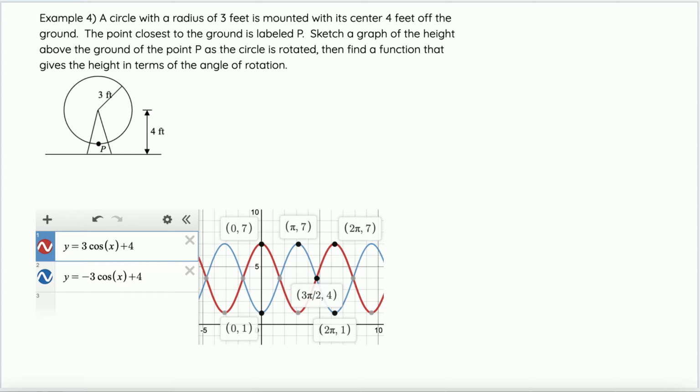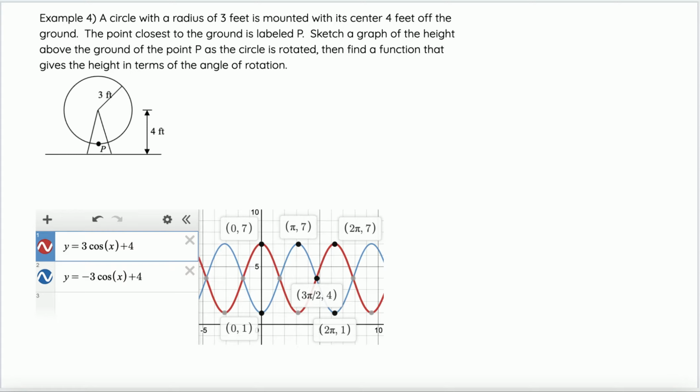A circle has a radius of 3 feet, and it's mounted with its center 4 feet off the ground. The point closest to the ground is labeled P. Sketch a graph of the height above the ground of the point P as the circle is rotated. Then find a function that gives the height in terms of the angle of rotation. How do I get from the picture of the circle that is going around to the graphs below?